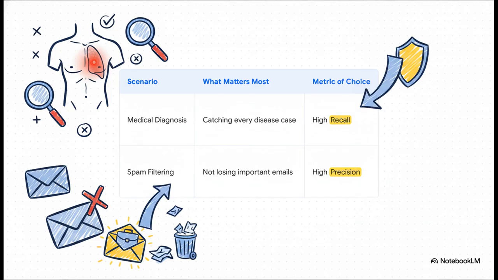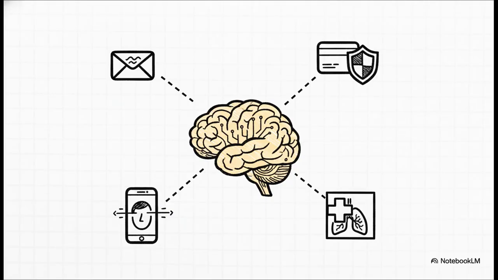But for your email spam filter, accidentally marking an important job offer as spam, a false positive, is the real nightmare. So you'd rather let a little junk through in order to have super high precision. And this is the invisible intelligence that's humming away behind so many things we use every single day. From protecting our bank accounts from fraud to recognizing our faces, classifiers are the quiet workhorses of the modern world, just making sense of all the data, one decision at a time.